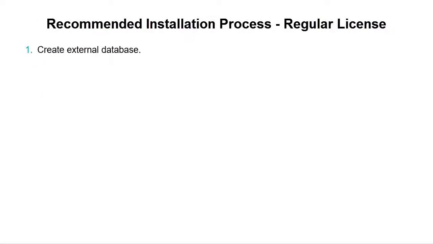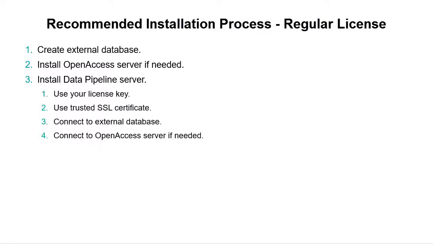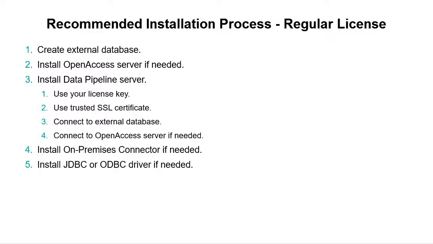For a regular license, Progress recommends this installation process. Create an Oracle database to contain user and data source information. If you have an Eloqua data source, install the Open Access Server. When you install the data pipeline, enter your license key, use your own trusted SSL certificate, configure the external Oracle database, and configure the Open Access Server if needed. If the data pipeline is in the cloud and data sources are on-premises, install an on-premises connector. Finally, install the JDBC or ODBC driver if you use an application that requires it.